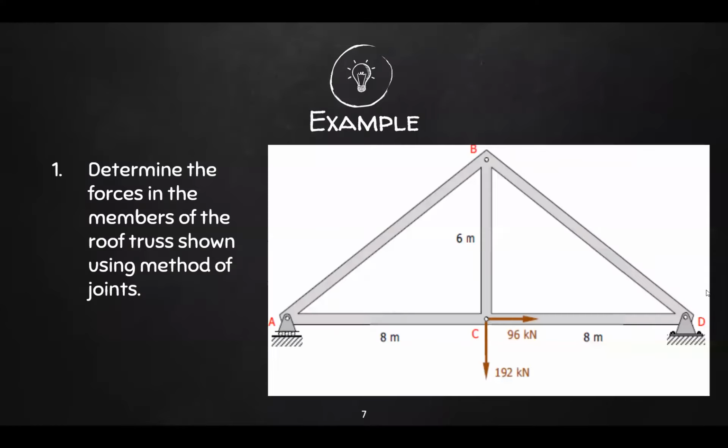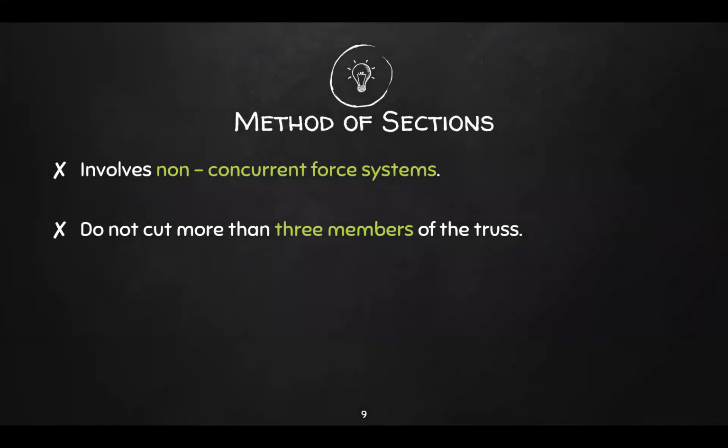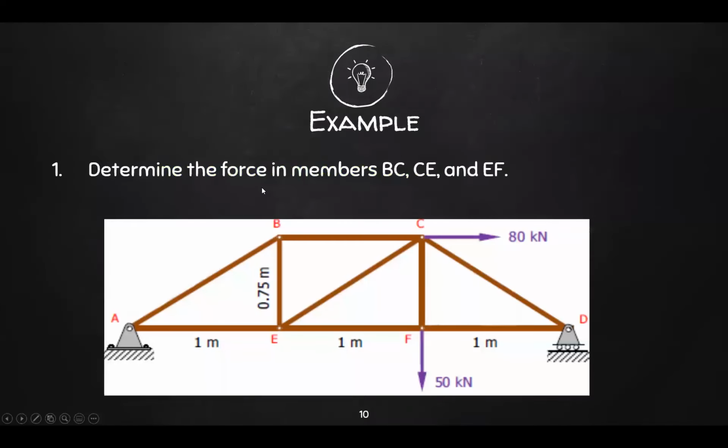Let's move on to the next topic, which is method of sections. For method of sections, we have non-concurrent force systems. These are forces that are neither concurrent nor parallel. In contrast, your joints have concurrent forces. One thing to remember about method of sections: do not cut more than 3 members of the truss. For method of joints, start with joints that have no more than 2 unknowns. Keep that in mind as we solve this problem.